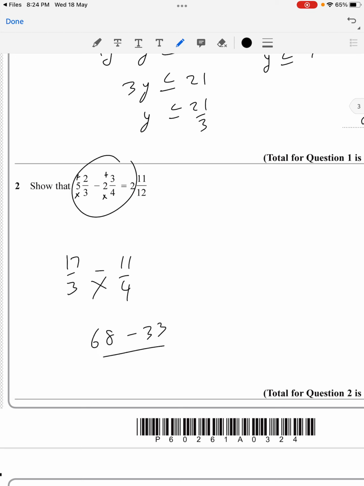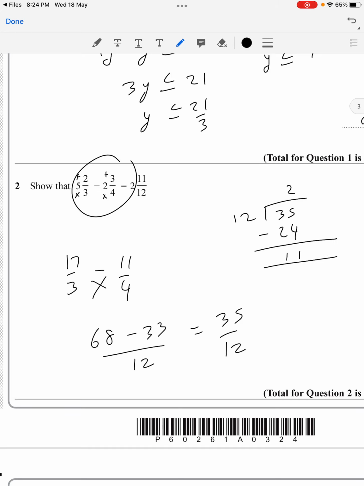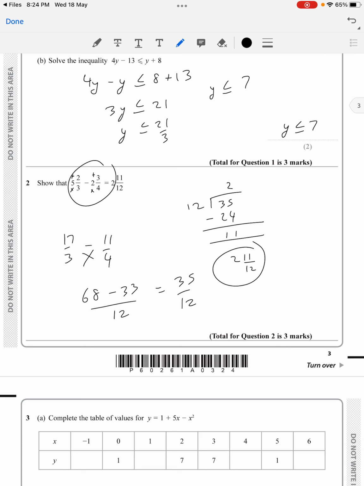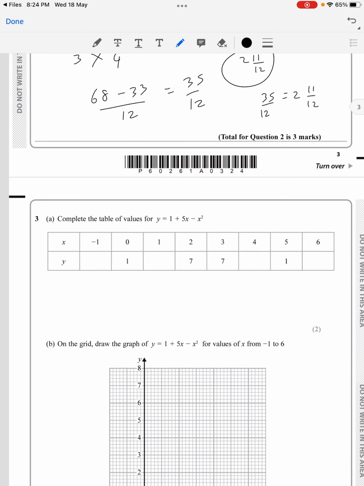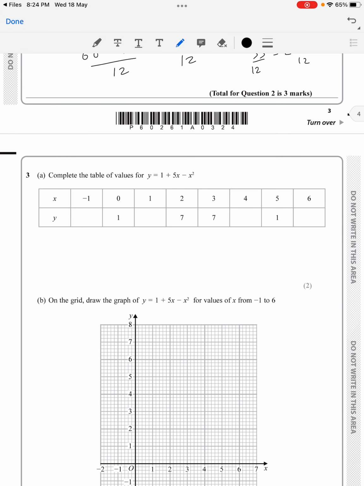So you have 68 minus 33 divided by 12. Just put it in your calculator, you should be getting 35 by 12. Now show the division process. In order to show the division, 12 times 3, so I think 12 times 2 is a better option. So 11 by 12, with 2, this could be your answer, okay? You just write it down: 35 by 12 is equal to 2 11 by 12. Let's move on to the next one.